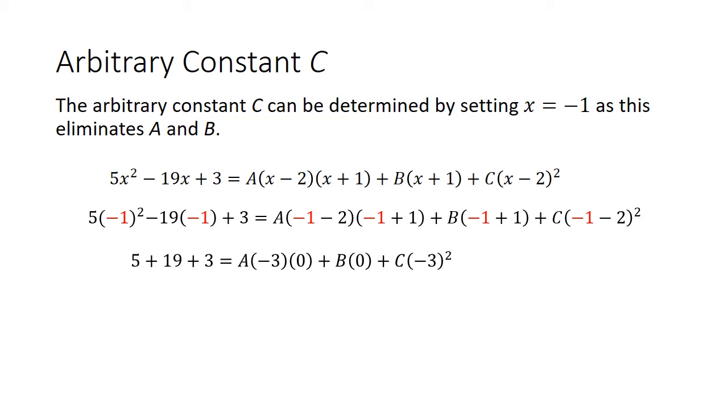That's multiplied by a times minus 3 times 0 plus b times 0 plus c times, and over here we have minus 1 minus 2 gives us minus 3, which we square. So if we add up the left hand side, we get 27, and on the right hand side we have minus 3 squared giving us plus 9. Of course, we divide across by 9, and c is equal to plus 3.